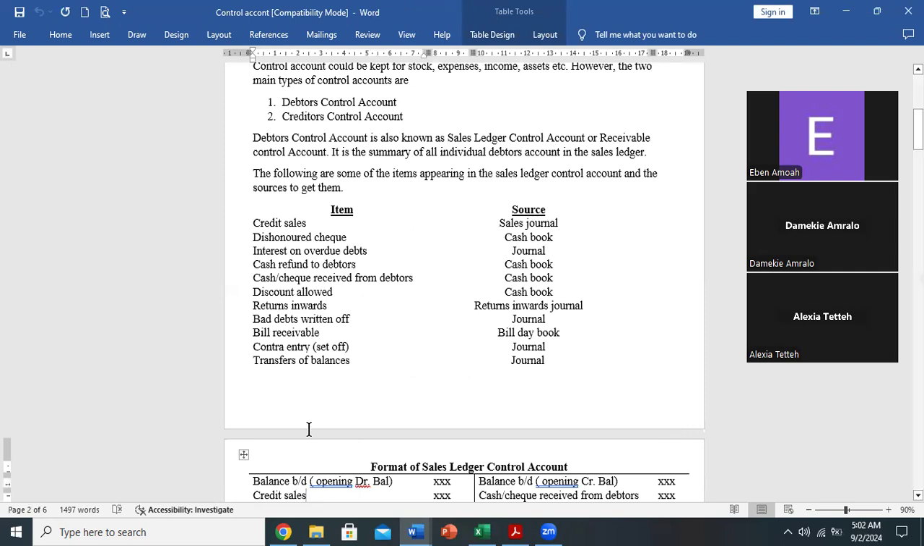Credit sales, the sales journal. Dishonored check, cash book. Interest on overdue debts, journal. Cash refund to debtors, cash book. Cash or check received from debtors, cash book. Discounts allowed, cash book. Returns inwards, journal. Bad debts written off, journal. Bills receivable, bills day book. Contra entry to set off, journal. Transfers or balances, journal.